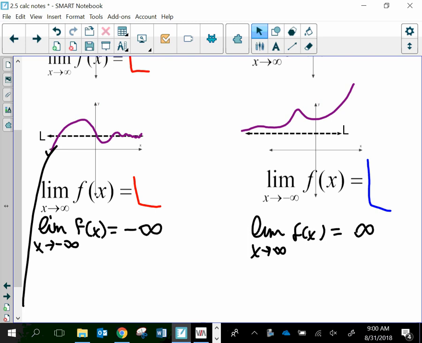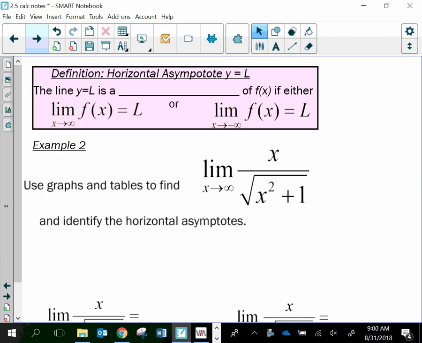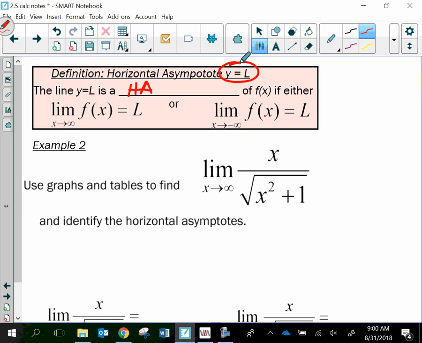Those are limits. Now remember, the horizontal asymptote is all about the end behavior. Always was, even in pre-calc. We're not changing that. Okay, so here's the definition of horizontal asymptote. Y equals L, where L is some number. It is not talking about when we have infinity or negative infinity. The line Y equals L is a horizontal asymptote of f of x if either this is happening or this is happening. Okay? We already talked about that on the previous page.